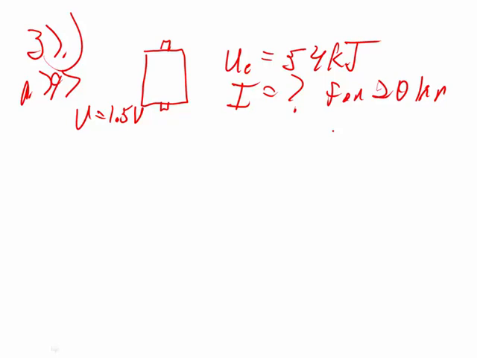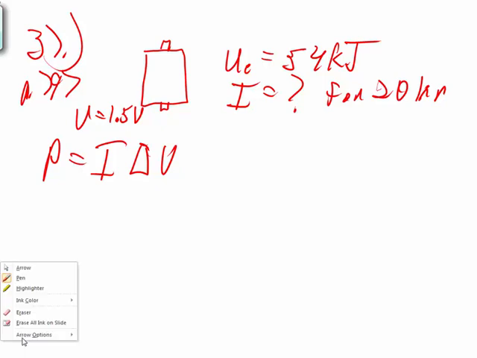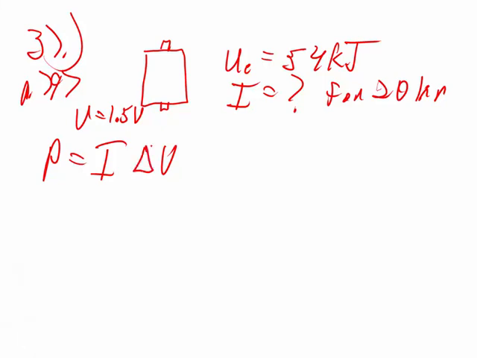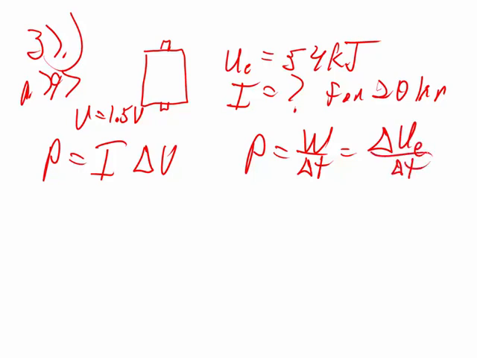If we look at equation 22.13, there are actually three equations for power. Power is equal to the current times the change in voltage, delta V. And we also know by definition that power from mechanics is the work divided by the change in time. Well, what is the work? It's the electric potential energy divided by the change in time.